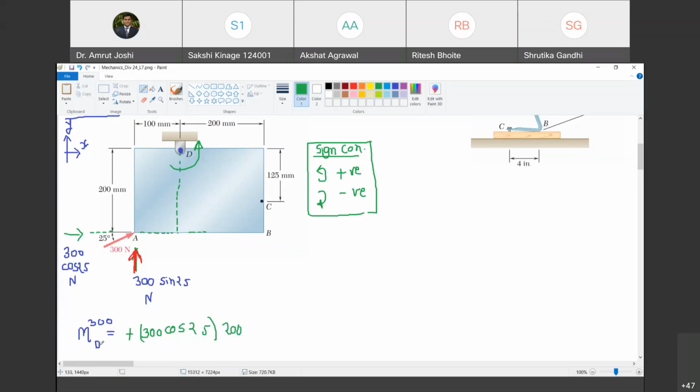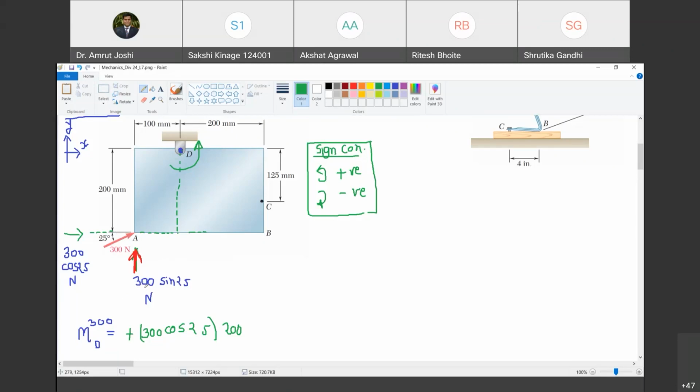So, an important observation. Whenever you are writing down the moment of a horizontal force, you will be looking at the vertical distance of the point where you are calculating the moment from that force. So if you are writing the moment of a horizontal force, look for vertical distances. If you are calculating the moment of a vertical force, you will look for horizontal distances. Are you with me? Yes, sir.